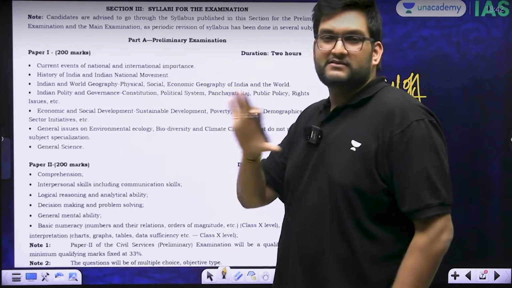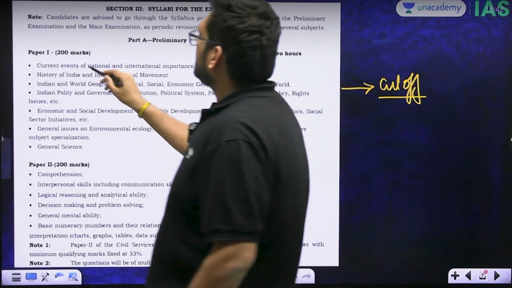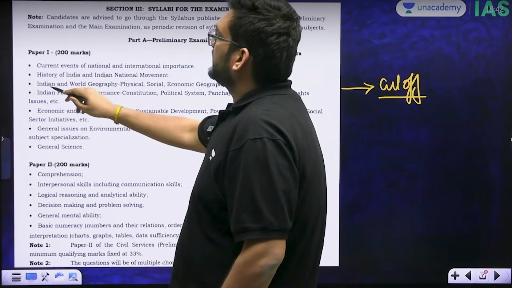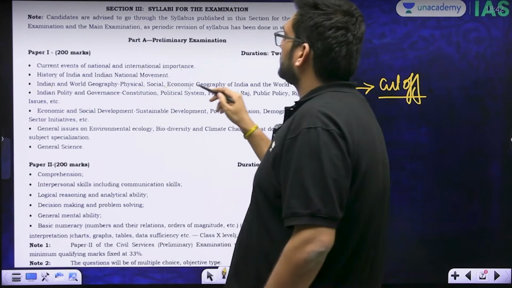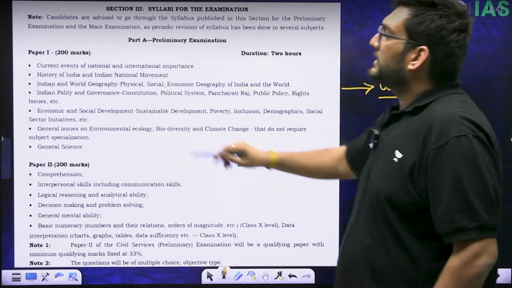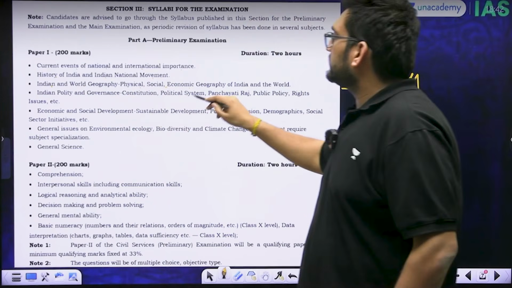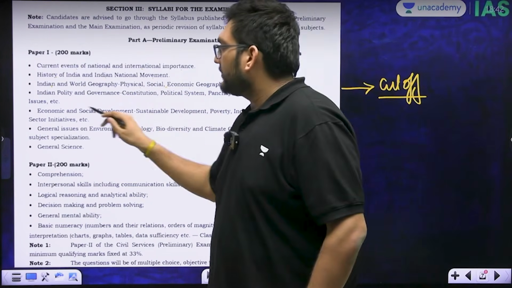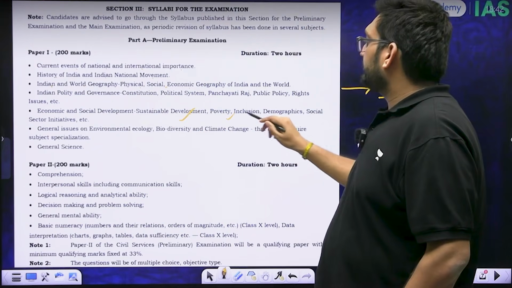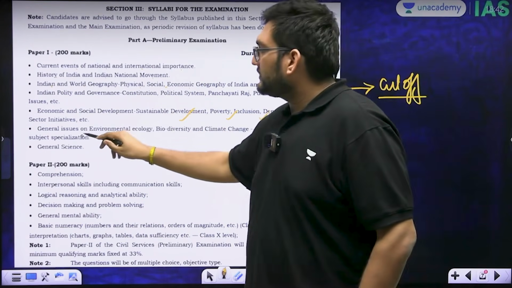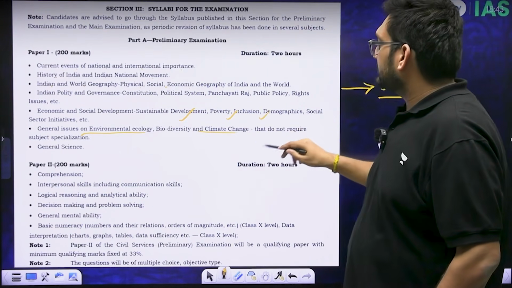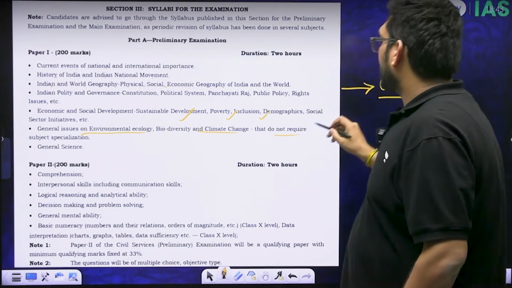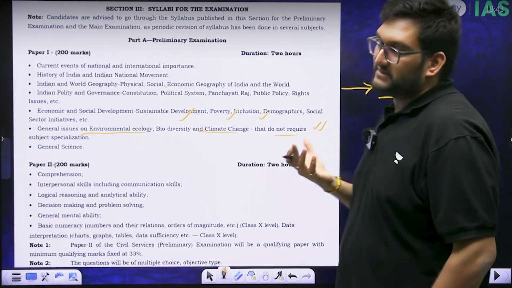However, prelims is very vague, which is current affairs of national international importance, history of India, Indian national movement, India and world geography, physical, social, economic geography of India and the world, Indian polity, governance, constitution, political system, Panchayati Raj, public policy, rights issues, economic and social development, sustainable development, poverty, inclusion, then general issues on environment, ecology, biodiversity, climate change, and general science, with a specific reference to that it does not require subject specialization.